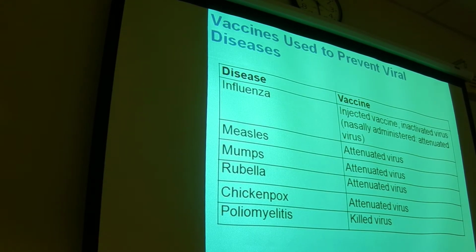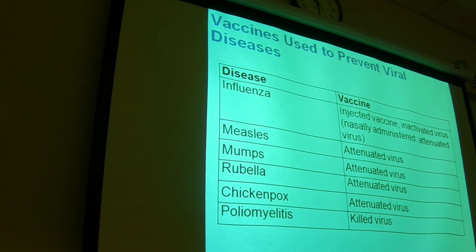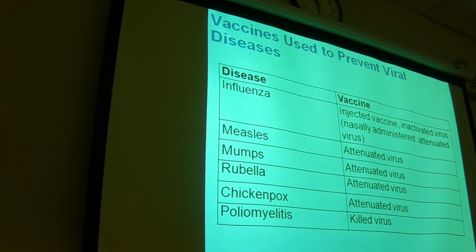Here's some for viral diseases. Again, influenza, it's an inactivated virus. The nasally administered one is attenuated virus. Measles, mumps, rubella, MMR, we talked about that. The chickenpox is actually an attenuated virus, so it's a living chickenpox virus. Polio is the killed virus.